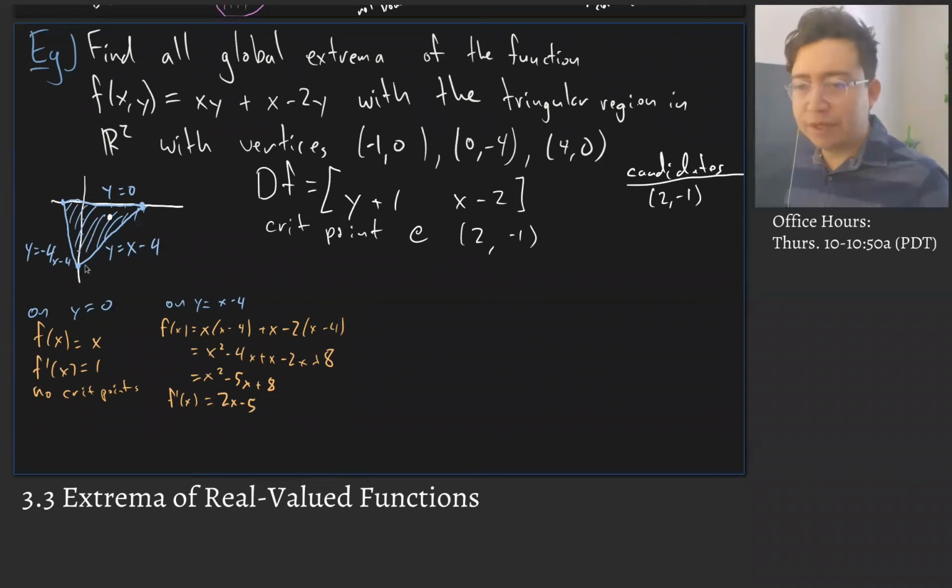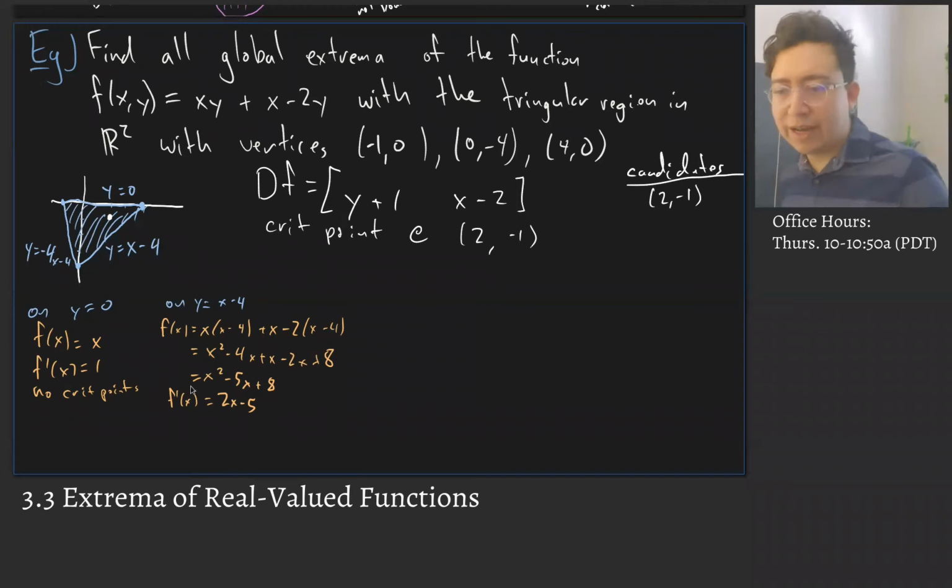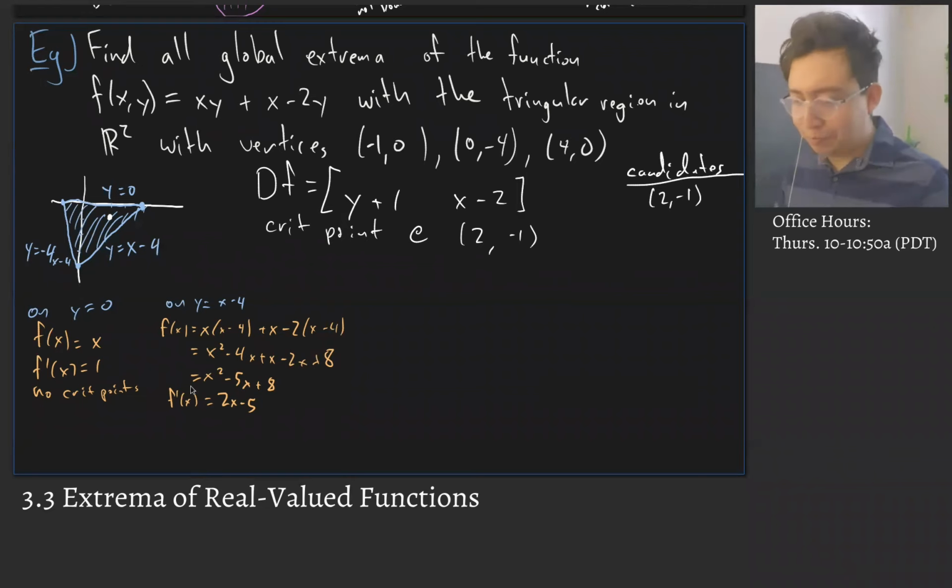So basically what we've done is we've found equations for these parts, plugged them into this original function, and now we're treating that as a single variable problem, and then finding the critical points here. So then there's a critical point at x equals 5 over 2, right?